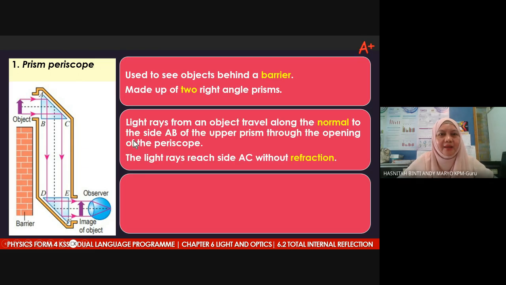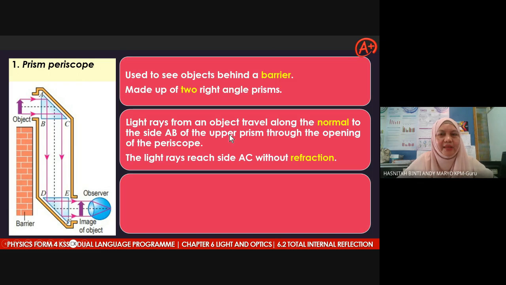So what happened here? The object is above here. So this is the image that appears in the eye of the observer. So what happens to the light ray from an object? You can see these two light rays coming from the object travel along the normal to the side AB here.